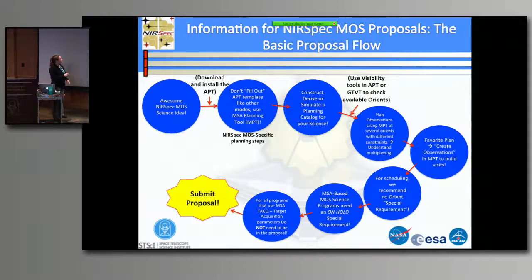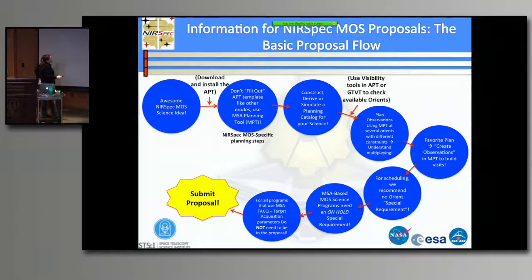In this particular case, I'm talking specifically about MOS science. So you've got this awesome NIRSpec MOS science idea. You download and install your APT. That's kind of a first step for JWST observations. And for NIRSpec MOS, you don't really fill out the APT template like other observing modes. So other observing modes, you go into the template and you pick your grating, you pick your exposure time, and you fill out these very concise parameters within the interface. For NIRSpec, we use the MSA planning tool, MPT. And so this is a webinar that Diane Karakala gave back in February that describes the step-by-step process of using the MPT and what you can do to get an observation plan from that.